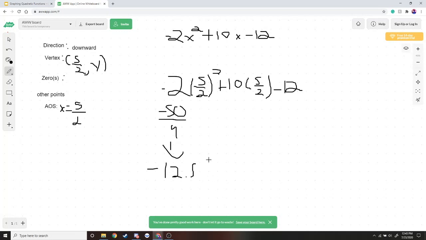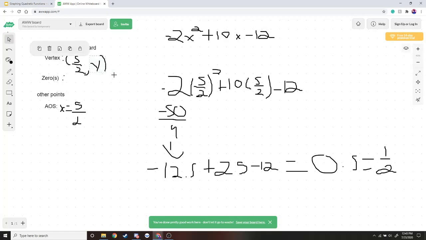So minus 12.5 plus 10 times 5 over 2, which is plus 25, minus 12. So you can see here that we have minus 12.5 minus 12, which is minus 24.5, plus 25. This means that this is equal to 0.5, or as a fraction, 1 over 2. This means that our y over here is going to be 1 over 2.